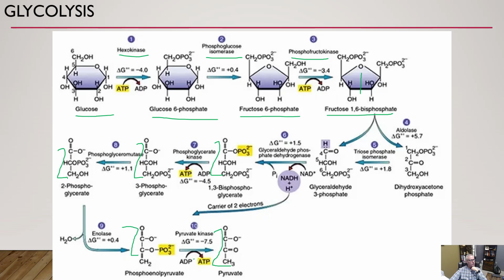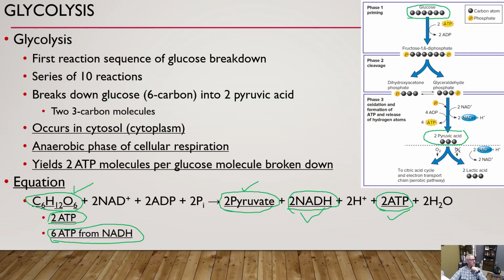So if we want to get into it a little bit more, we're actually producing 1, 2, 3, 4 ATPs, but we used 2 ATPs. So 4 minus 2 is 2. So that's how we get this. 4 minus 2 is 2.